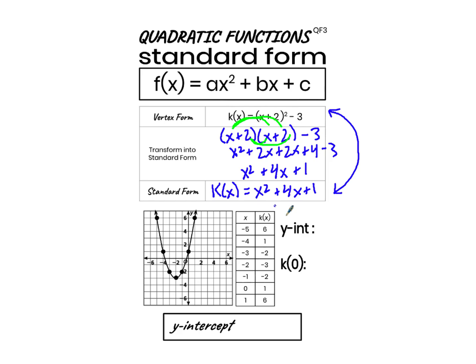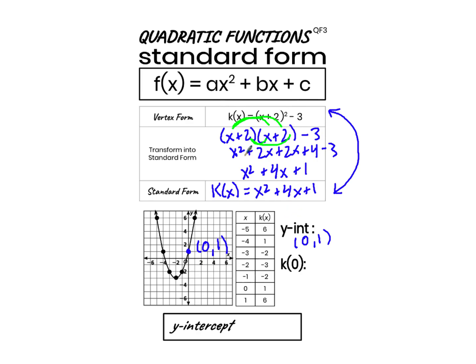We can find the y-intercept of this graph just by looking at it. Let's go ahead and look at it. The y-intercept of this graph is 0, 1. So the y-intercept of k of x is x equal to 0, y equal to 1. That is the y-intercept whether it's written in this form or in this form.